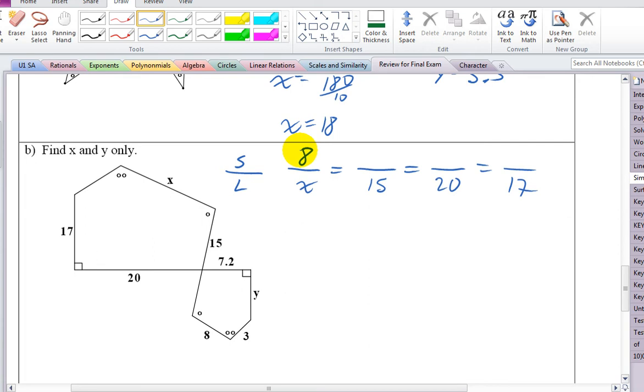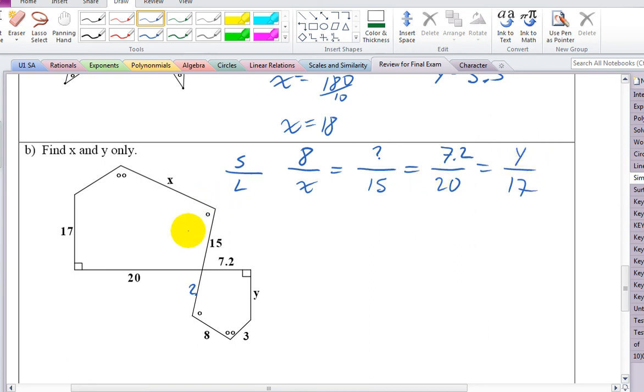15. What goes underneath 15? Don't know, right? Okay, it's this one right here. So that's good though, because you never know. Okay. 20 lines up with 7.2. That's the fraction that's important because we know the top and the bottom value. Then 17 lines up with y.